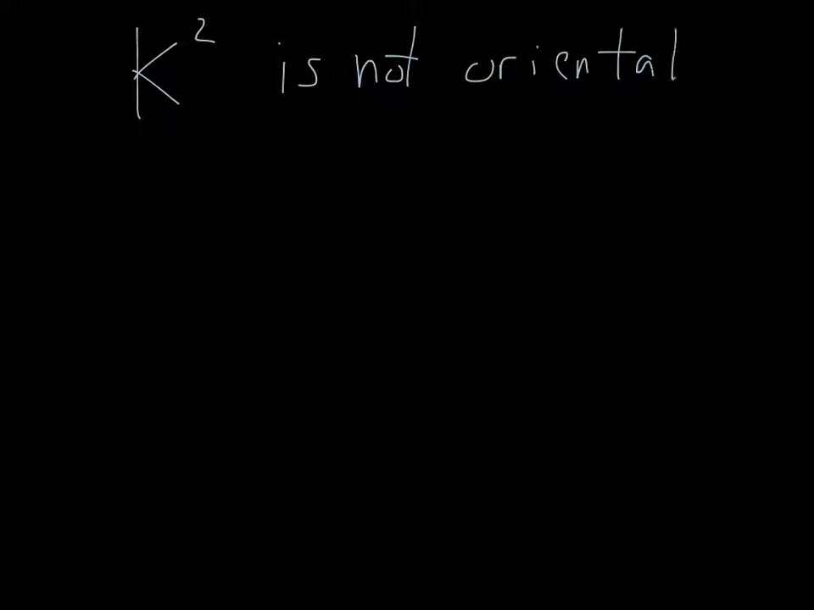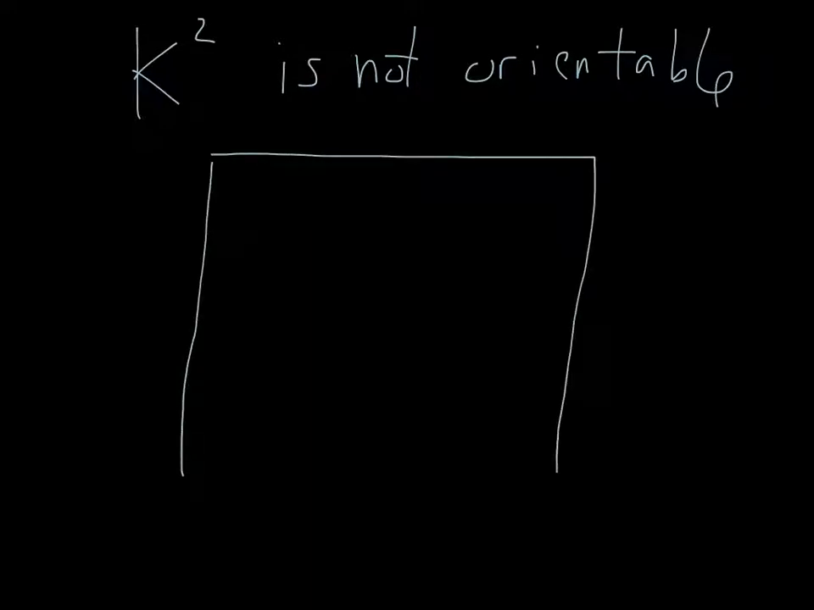So the Klein bottle, K2, is not orientable. So again, we'll look at the square that gives us the Klein bottle. And here's where we have the issue. We have the flip on the edge.